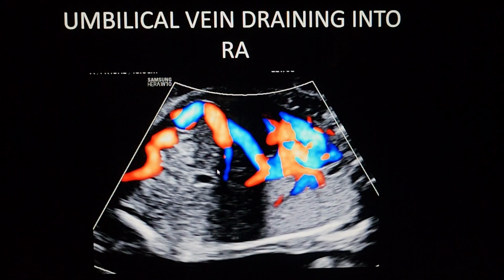So you can see that it is first of all tortuous. Secondly, from the lower abdominal wall as it enters, it does not take this smooth 45-degree curve towards the heart. It goes a little more higher up, then becomes very tortuous, enters the liver, and then shunts into the right atrium.